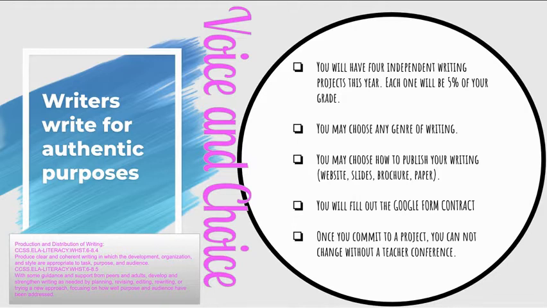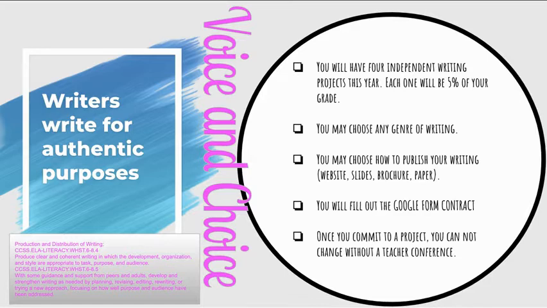So specifically, we are going to have 4 independent writing projects this year. Each one is going to be 5% of your grade. You may choose any genre of writing. You may choose how to publish your writing. You could do a website. You could do Google Slides, a brochure, paper. I have thousands of technologies you can use.